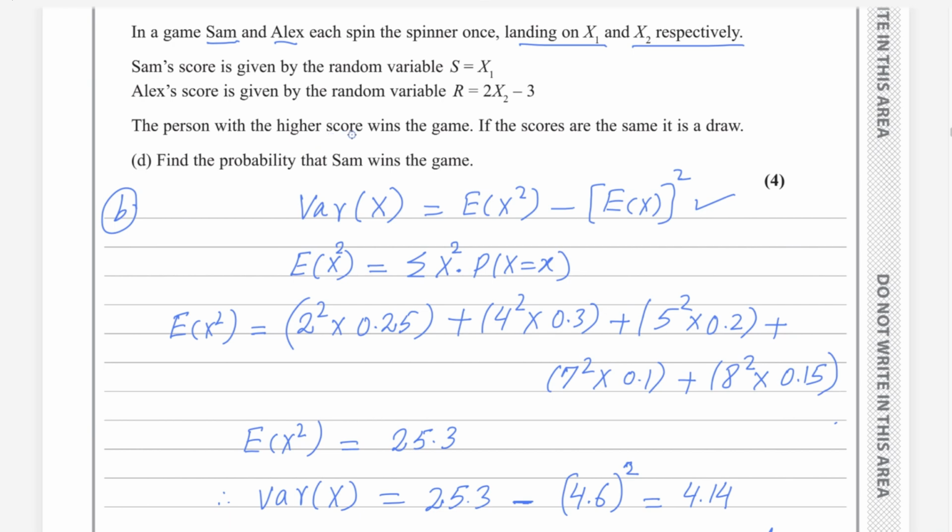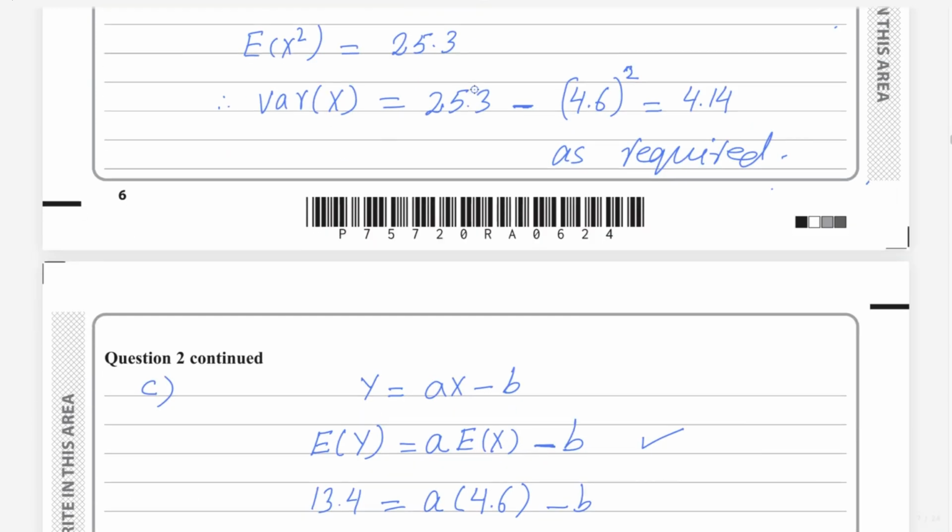The person with the higher score wins the game. If the scores are the same, it is a draw. Find the probability that Sam wins the game. S and R are the scores for Sam and Alex. It means you need to find the probability of S greater than R. You need to find this in this part, because Sam's score should be greater than Alex's score. Alex's score is R.